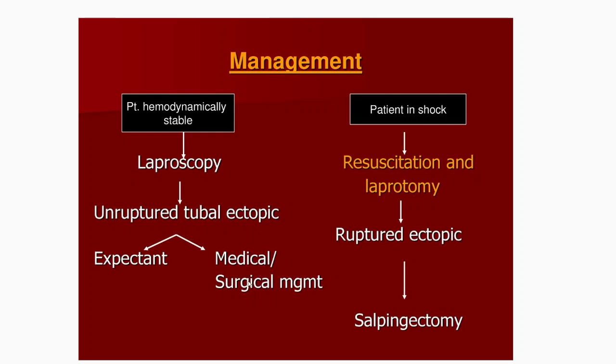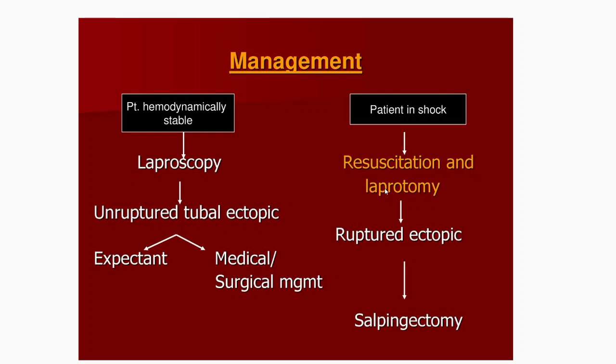And the surgical management will be going for laparoscopic surgery, if the patient is hemodynamically stable. But if the ectopic pregnancy got ruptured in the tube, bleeding may happen. So if the patient went into shock, they need to go for resuscitation immediately, and laparotomy may be indicated.